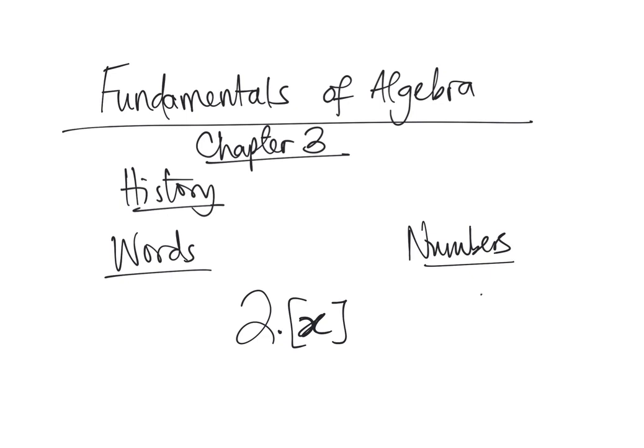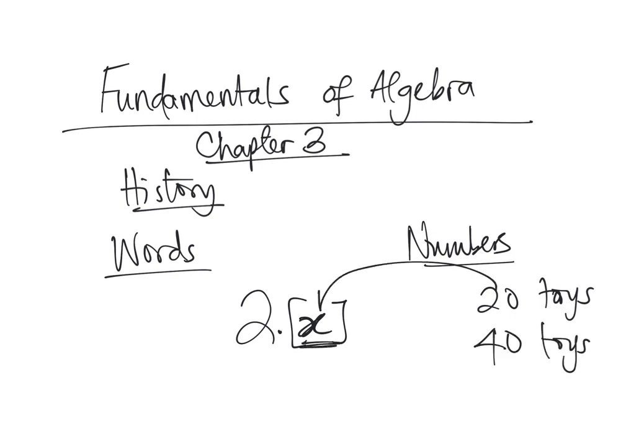For example, let's say Peter had 20 toys, and John has twice as many. That means John has 40 toys. So x in this case is 20, and 2 times 20 is 40. Whenever we use x, we're basically saying we don't know what this is; it represents an unknown, and that unknown depends on what the number might be. In this case, it was 20. Section 3.1 talks about what a variable is: a symbol that stands for a value that may vary.